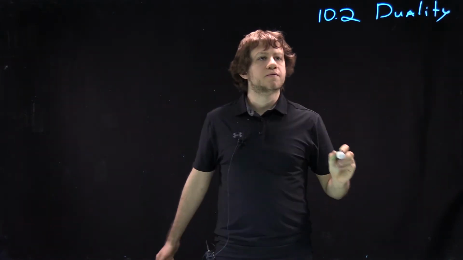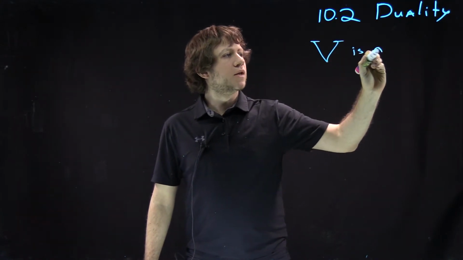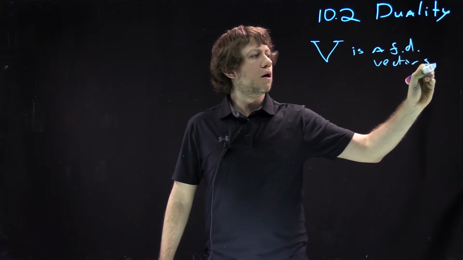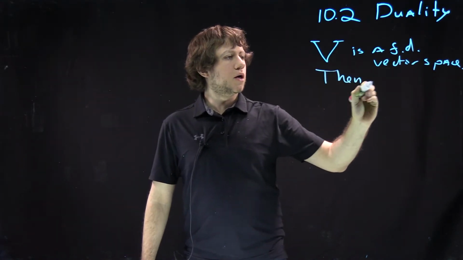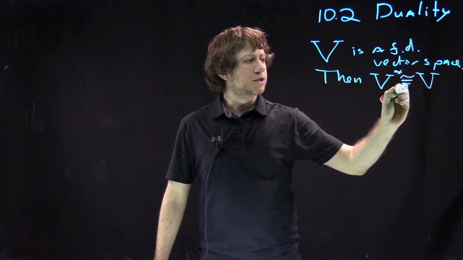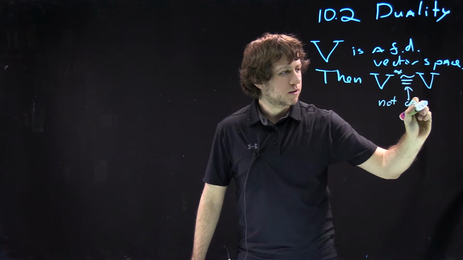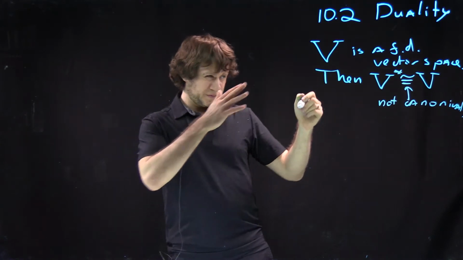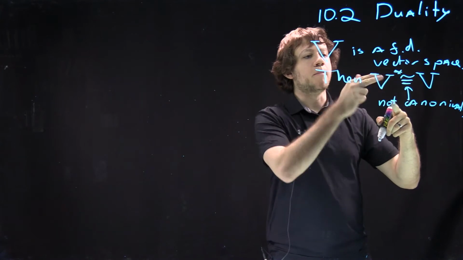Okay, so here is a fun question. Let's suppose that V is a finite dimensional vector space. Then the dual space V star is isomorphic to V, but this map is not canonical. So, not canonically. What does it mean? It means that there is no simple formula I can write which will take a vector v to some map from V to F.